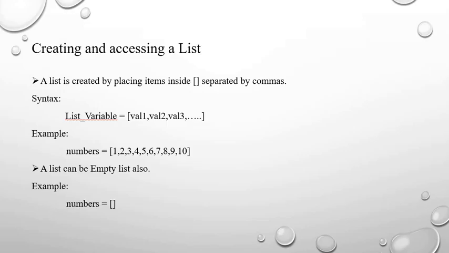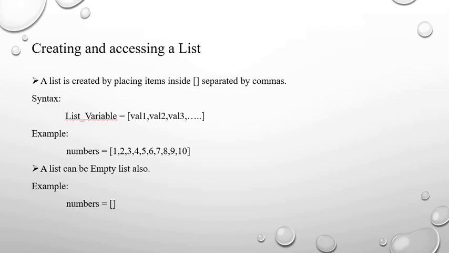After that, how to create and access a list. A list is created using square brackets, and items are separated by commas. First of all, we have to know the syntax: list variable and the values. The values are all in square brackets and separated by commas. Then the example: numbers, the list of 10 numbers.